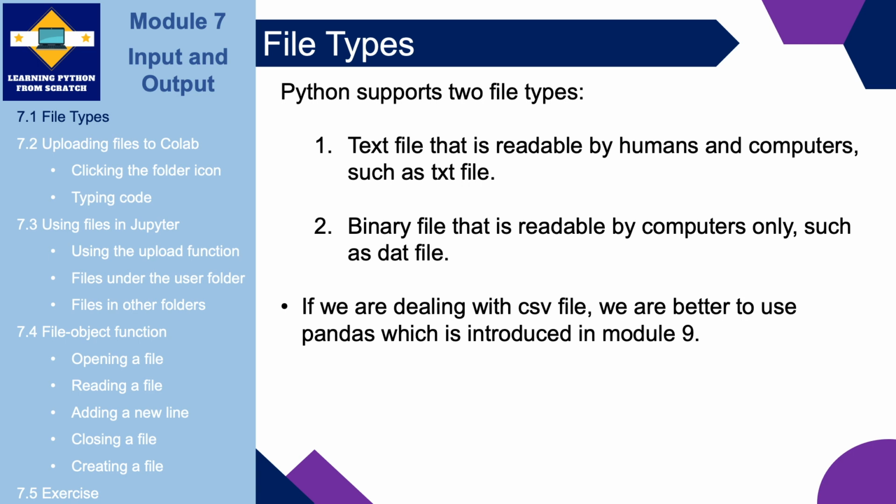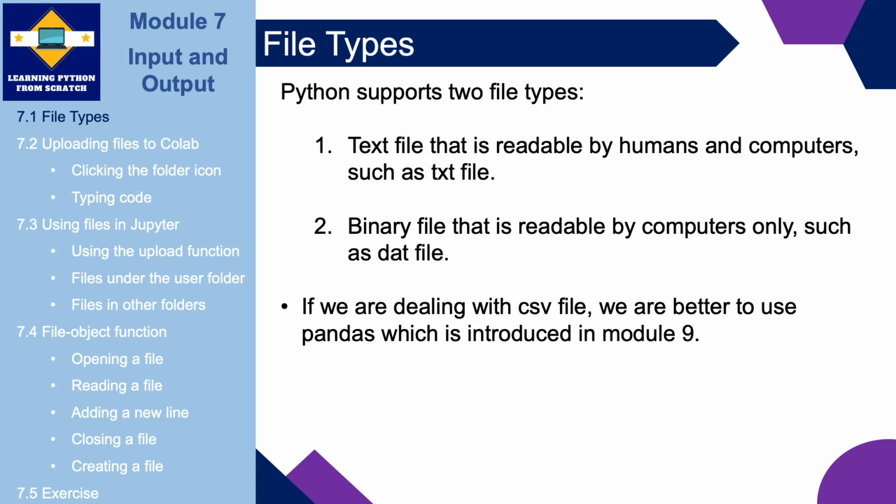In data analysis, we have to get data from different sources to do analysis and output the results for further analysis. Thus, we need to know how to input and output files with Python. Python supports two file types: text files that are readable by humans and computers, and binary files that are readable by computers only. If we are dealing with CSV files, we are better to use pandas, which is introduced in Module 9.